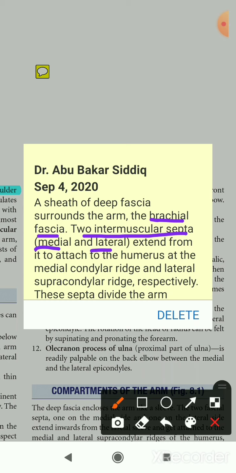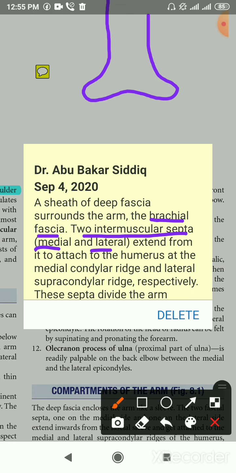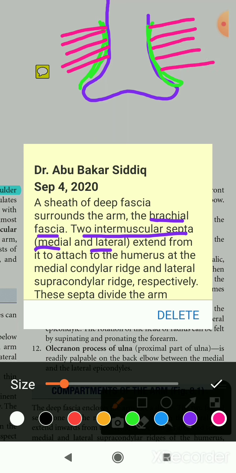While we studied the humerus, at the lower end there were two ridges. This was the medial supracondylar ridge, and this was the lateral supracondylar ridge. On the medial supracondylar ridge there was the medial intermuscular septum, and on the lateral supracondylar ridge there was another septum. This is the lateral intermuscular septum.